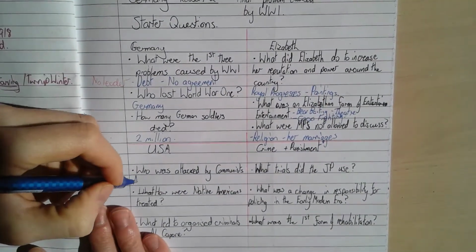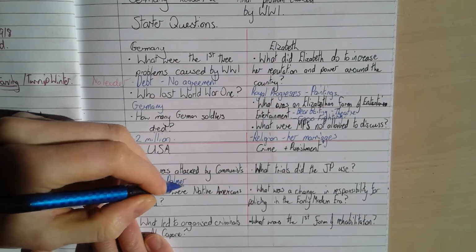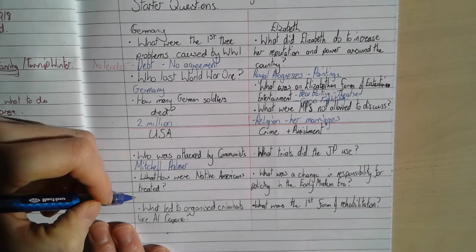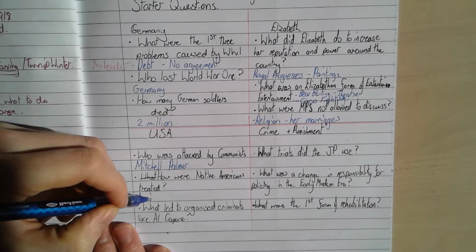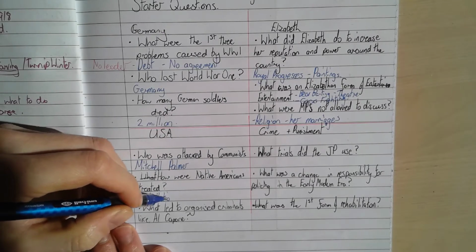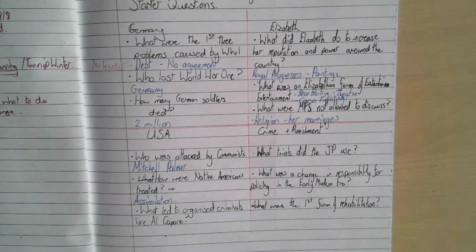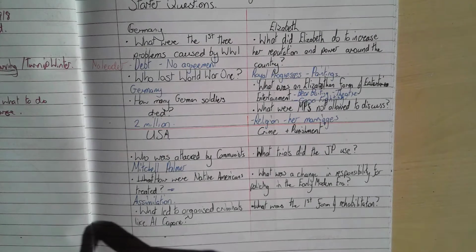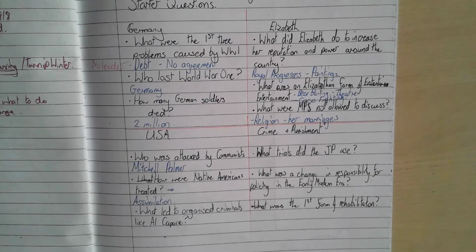USA, who was attacked by communists? That was our main man, Mitchell Palmer. And then he arrested and deported 6,000 because he was so upset. How were Native Americans treated? You could say awfully, but the key word I'd like you to get in here is assimilation. So what that meant is they were poorly treated and then forced to become like white Americans. They were forced to become Christians, forced to learn English, forced to dress in shirt and tie instead of the native spiritual dress that they used to wear.